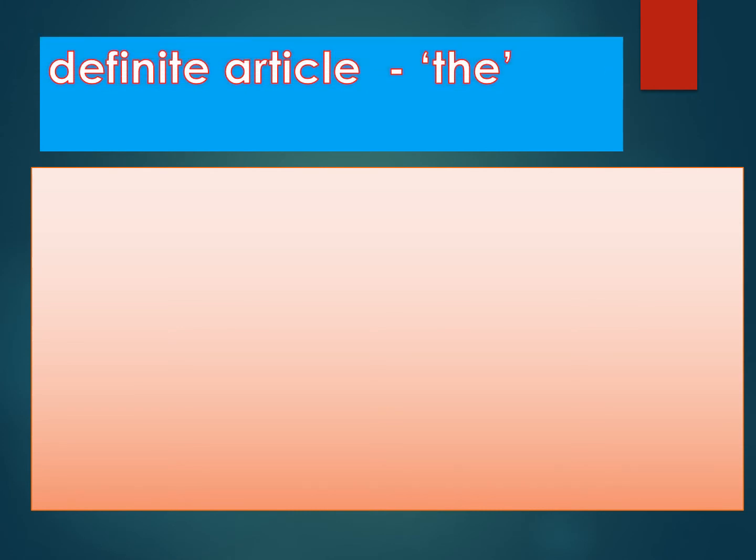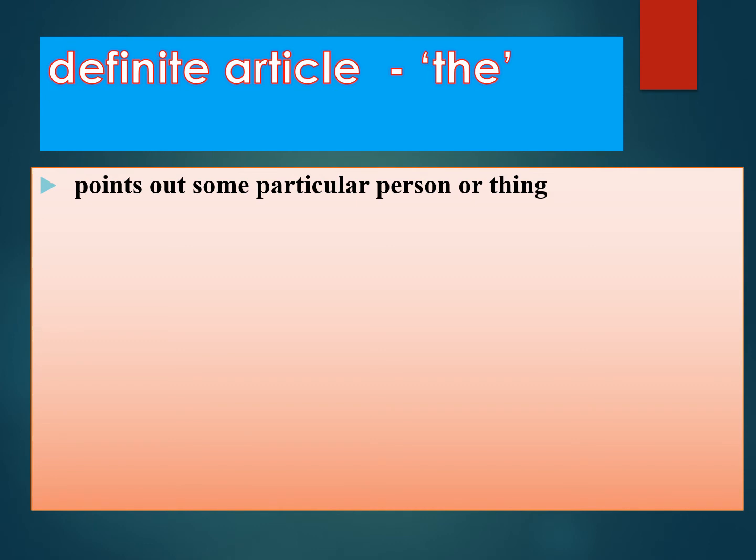Students, let us see the third article, the. The is called the definite article. Definite article points out some particular person or thing. That means, students, if we want to refer to a particular person or thing, or if we want to point out a particular person or thing, we have to use the definite article the before that noun.